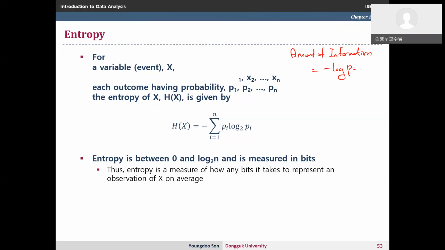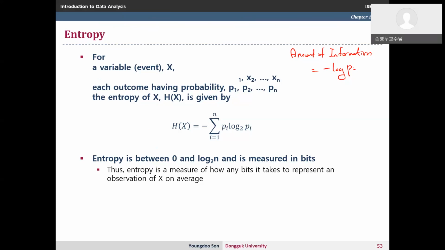Then on this page we will see the definition of entropy. The entropy is the expectation of the amount of information that this event gives. So if we flip a coin, we do not know the amount of information before the outcome has actually appeared.